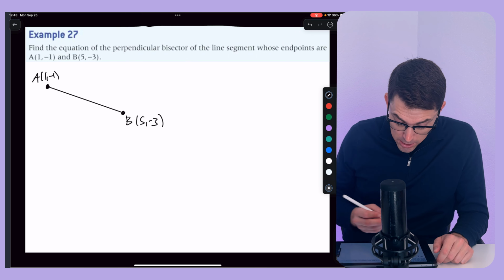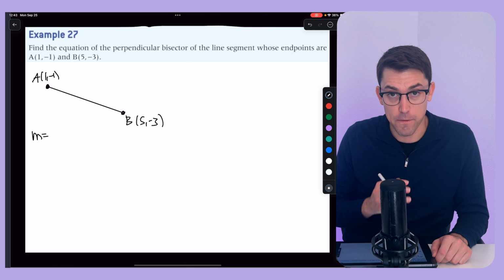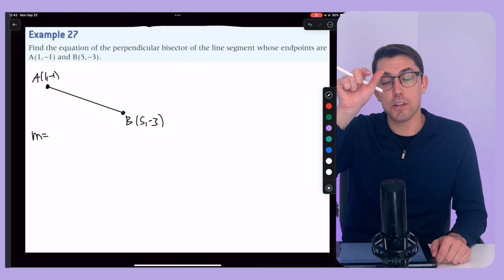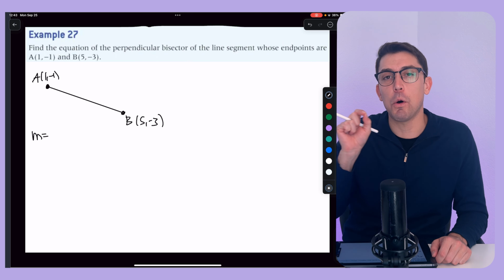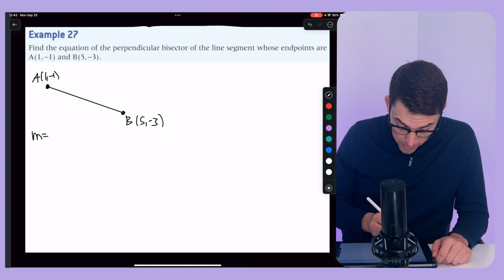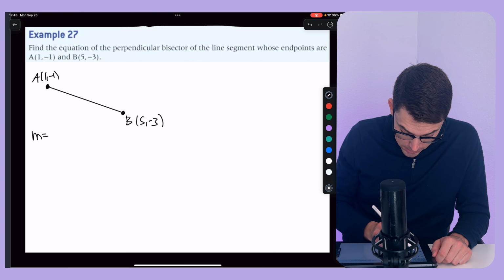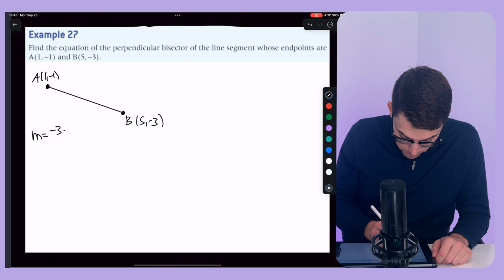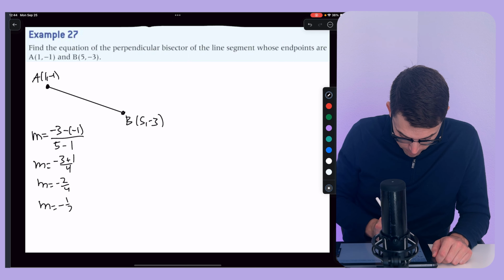Well, first what I need to do is figure out what the slope is of this black line, so that when I reciprocate it and change the sign, I will have the slope for the perpendicular line. So if I'm going to find m, I'm going to have y2 minus y1 all over x2 minus x1. m is going to give me -3 plus 1 all over 4. m is going to give me -2 over 4. m is going to be equal to -1/2.